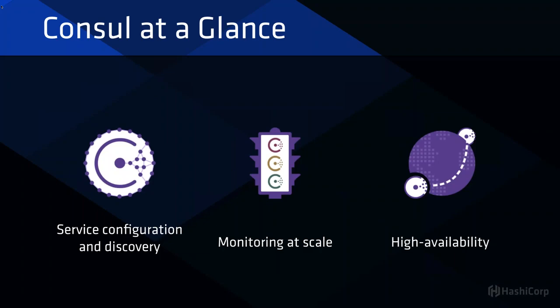So let's start with a quick Consul overview. At a glance, Consul has three pillars. One is service configuration and discovery. Two is monitoring at scale, and three is high availability. We'll go through each of these in a little bit of detail.